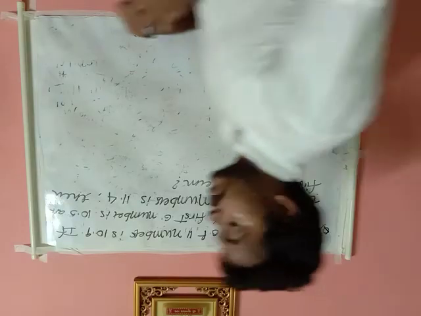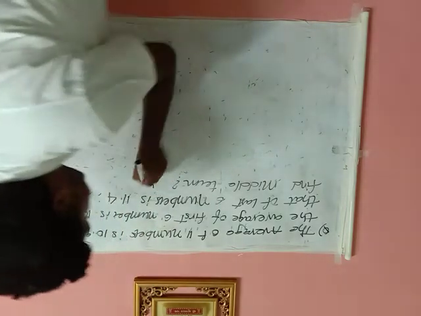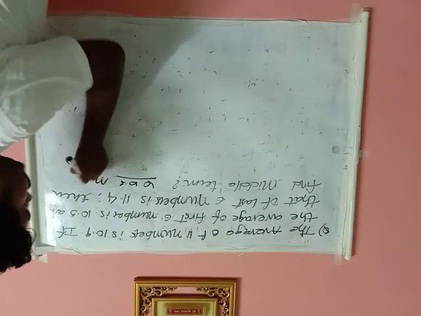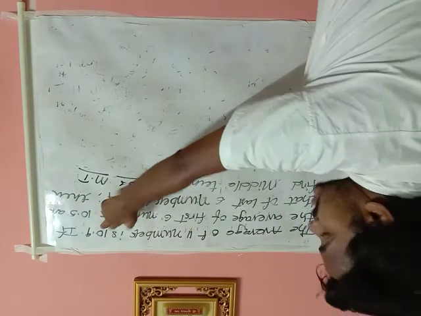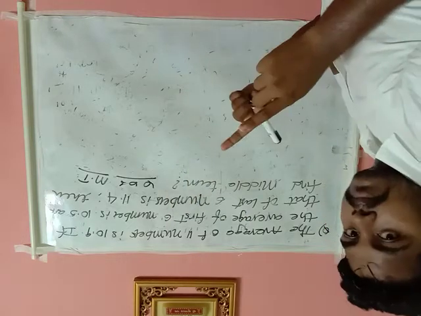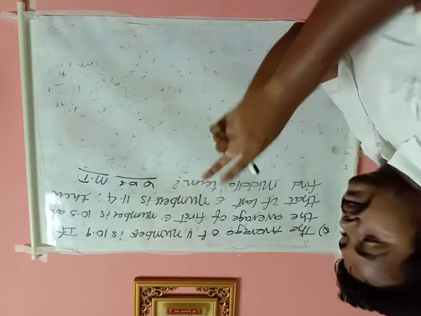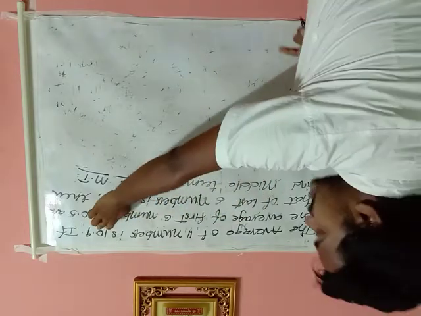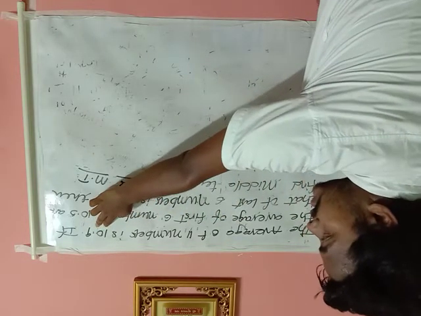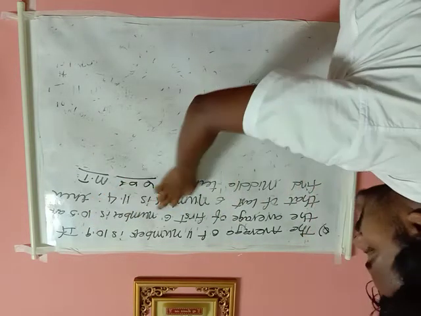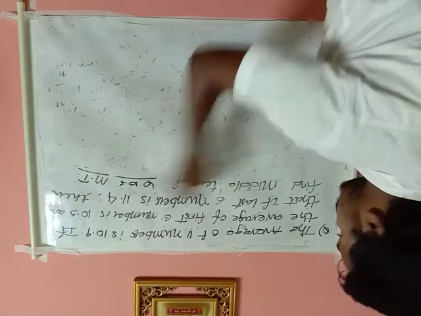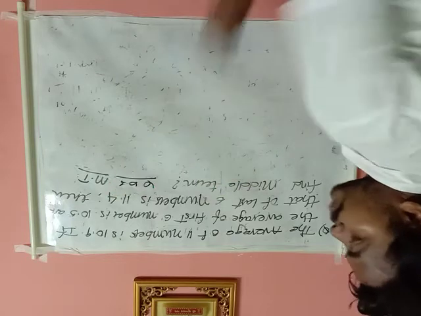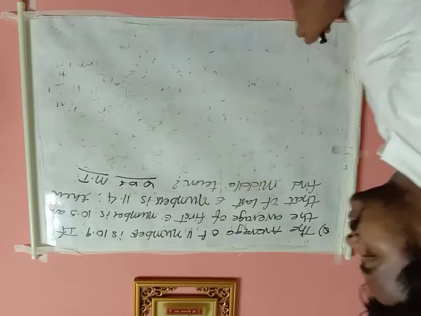This is the previous question which comes under midterm. Let me try to get the question. The average of 11 numbers is 10.9, so we are having 11 terms in a sequence. Given that the average of these 11 numbers is 10.9, if the average of the first 6 numbers is 10.5 and that of the last 6 numbers is 11.4, then find the middle term.